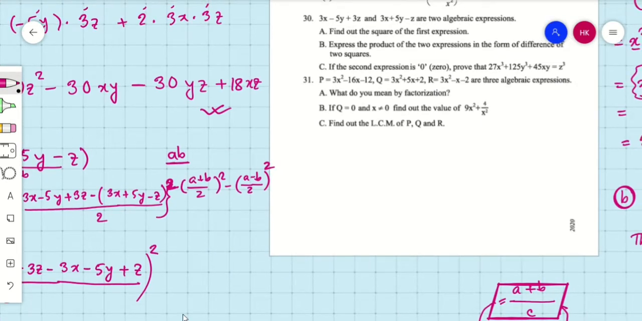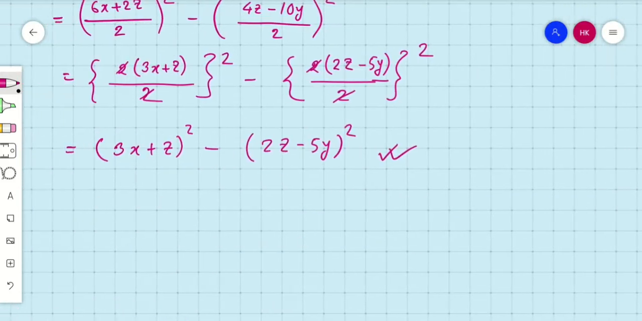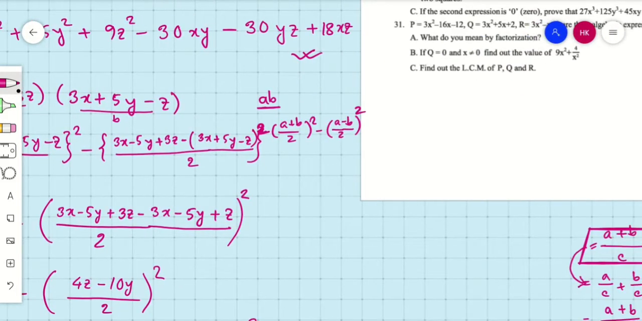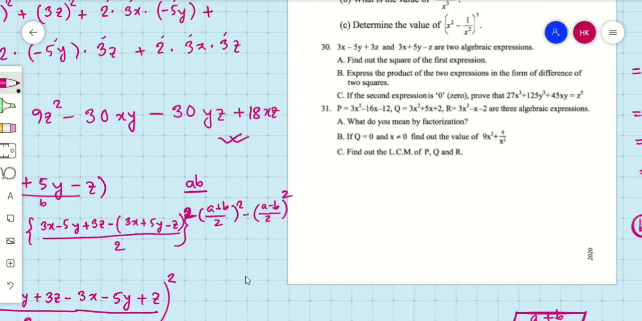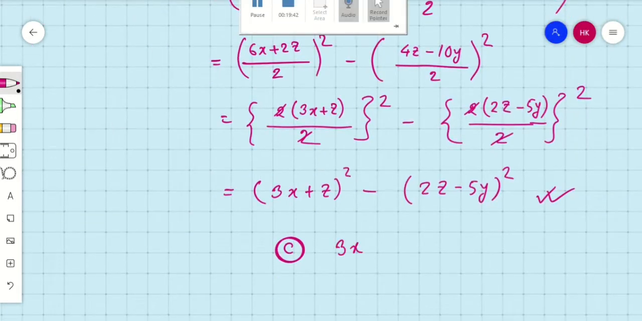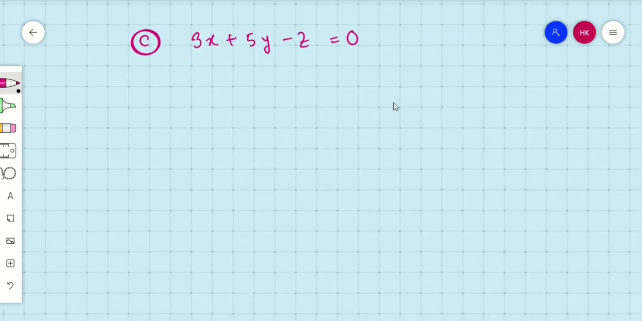If the second expression is 0, prove that 27x cube plus 125y cube. So what is the second expression? The second expression of question number C, we can copy, is 3x plus 5y minus z. This was the second expression, and the second expression is equal to 0. So this is already given.